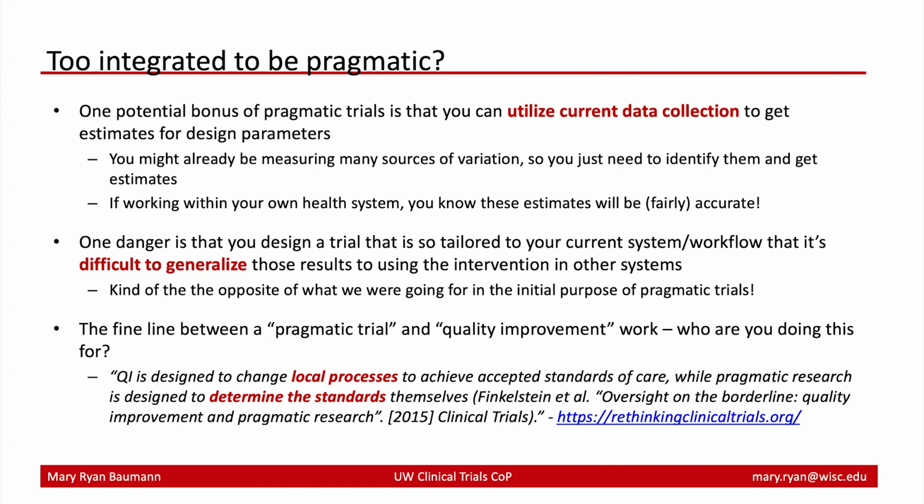But one danger of this, and one danger of being super integrated into a particular health system, is that you are going to design a trial and design an intervention that is so tailored to your current system or workflow that it's going to be very difficult to generalize those results to using the intervention in other systems. So that's the opposite of what we were going for in the initial purpose of pragmatic trials. We wanted to do these to make sure that we could take the results of the trial and generalize them to actual care.